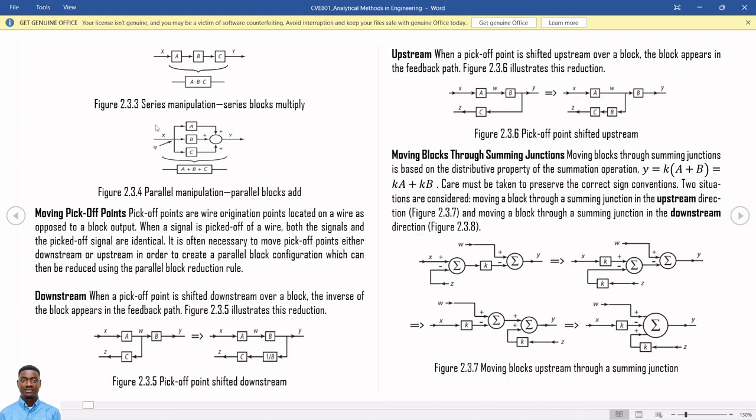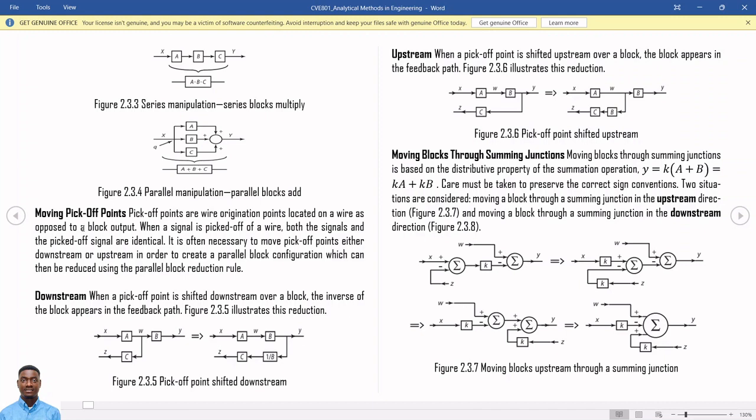If there is a case whereby input X is going into A, input Y is going into C, and input Z is going into this other block down here, that makes them not parallel because it's not the same input signal going into the blocks. But when we have the same input going into these blocks, then we can say they are in parallel, and we can replace them with a single block where we have the summation of these blocks. That is for parallel manipulation.